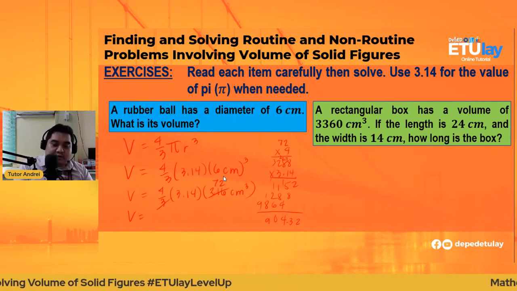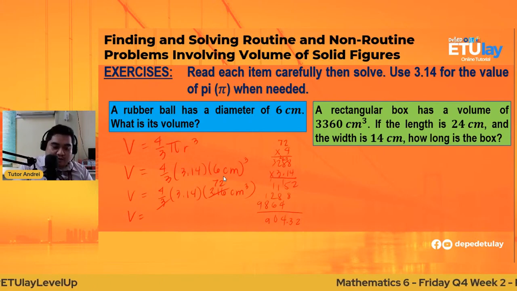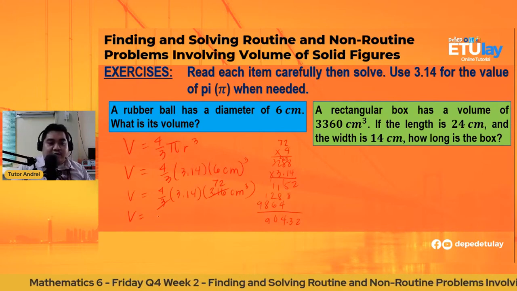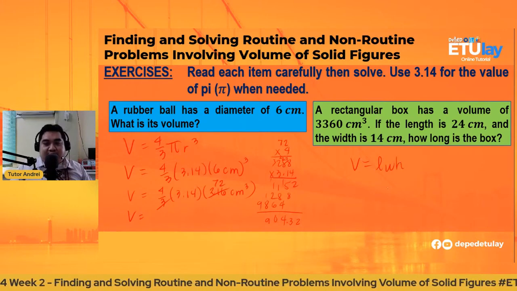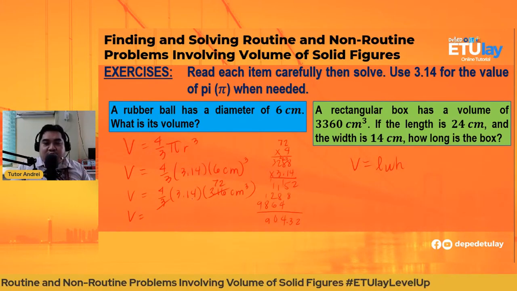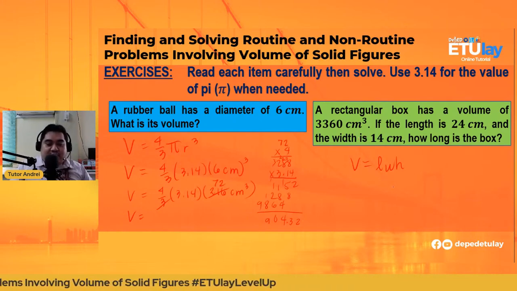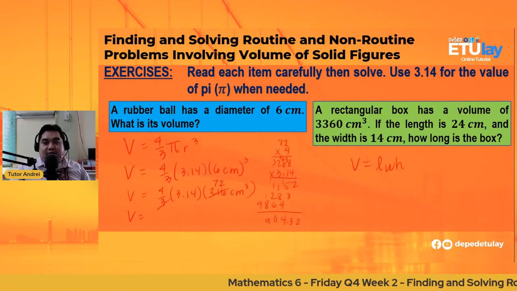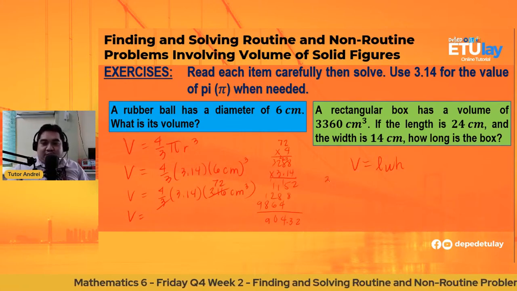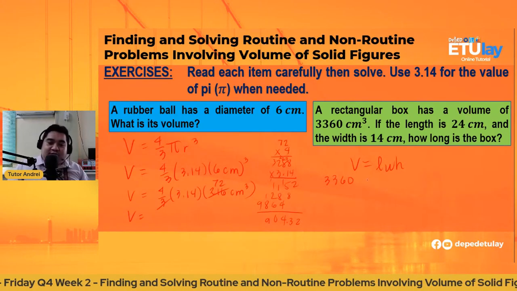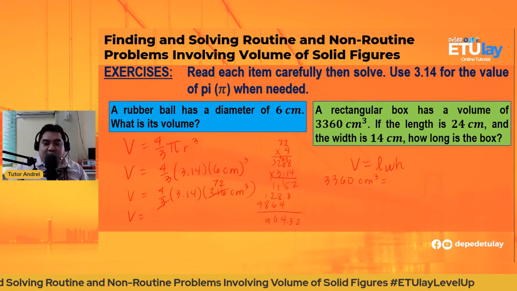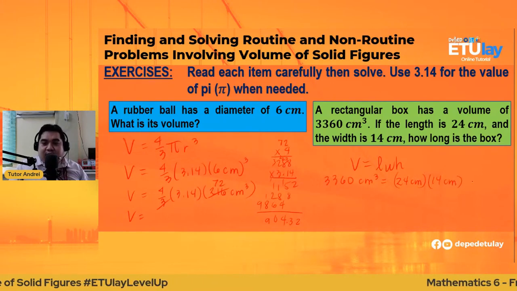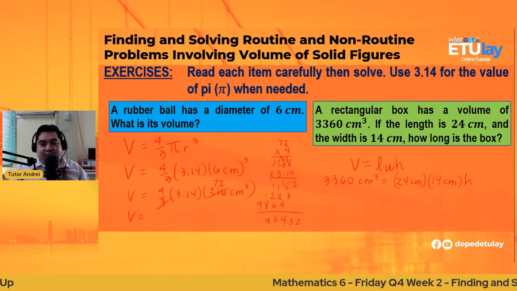Okay, for the next problem, what are you going to do? So that's the volume of a rectangular prism, no? So the volume of a rectangular prism is denoted by the formula volume equals length times width times height, no? So take note that the given volume is 3,360. So from that, we're now going to solve for the height since you're missing the height of the rectangular prism. So we have to substitute the volume, which is 3,360 cubic centimeters, equal to the length, which is 24 centimeters, and the width is 14 centimeters, and we have height as our missing, so we now have h there.